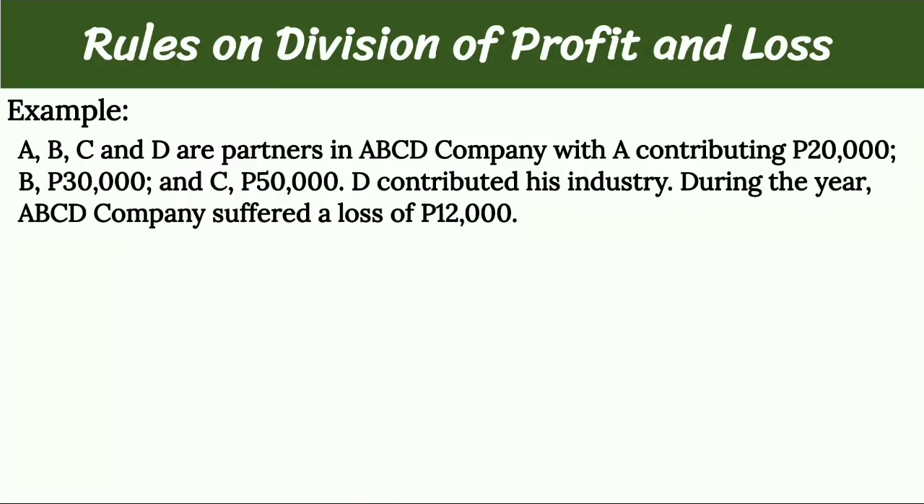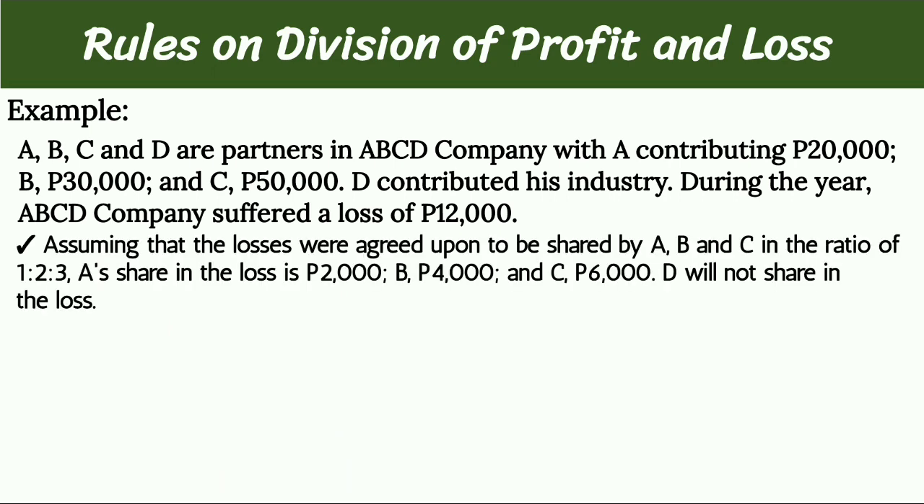Let's have an example. A, B, C, and D are partners in A, B, C, D company with A contributing 20,000 pesos, B 30,000 pesos, and C 50,000 pesos. D contributed his industry. During the year, ABCD company suffered a loss of 12,000 pesos. Assuming that the losses were agreed upon to be shared by A, B, and C in the ratio of 1 to 2 to 3, A's share in the loss is 2,000 pesos. B, 4,000 pesos, and C, 6,000 pesos. D will not share in the loss.